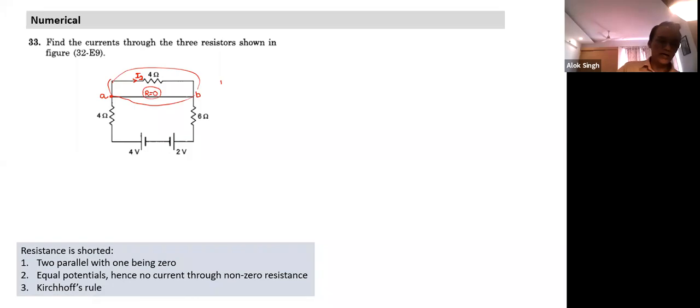Along with the understanding of formula, we need to have some basic intuitive understanding also. We should have spotted this one, the potential difference is 0. Okay, and then it's easy. This resistance becomes 0. Total resistance is 10, and the equivalent EMF is 2. So 2 divided by 10, 0.2 is the current.